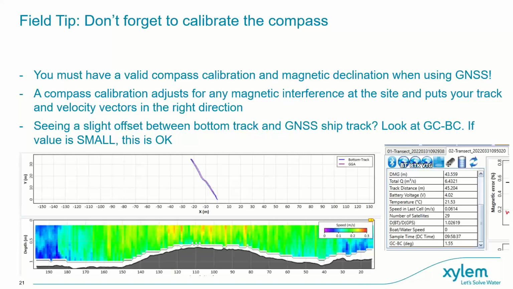And so one indication that you don't have a good compass calibration is that your tracks would diverge, your bottom track and your GPS track, granted no bottom tracking. One way to take a closer look at this is to look at the GC minus BC in the tabular data. This is an indication of how much separation you have between your bottom track and your GPS track. If that value is small, then it's okay.